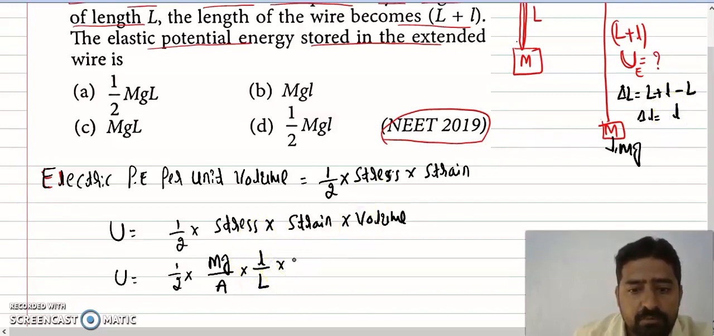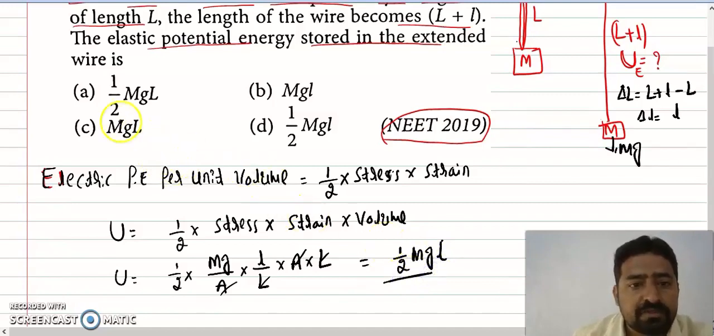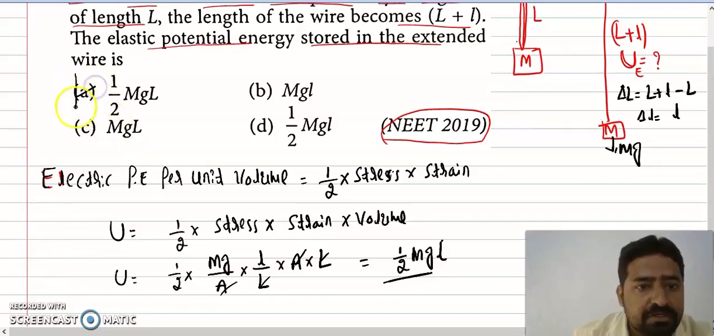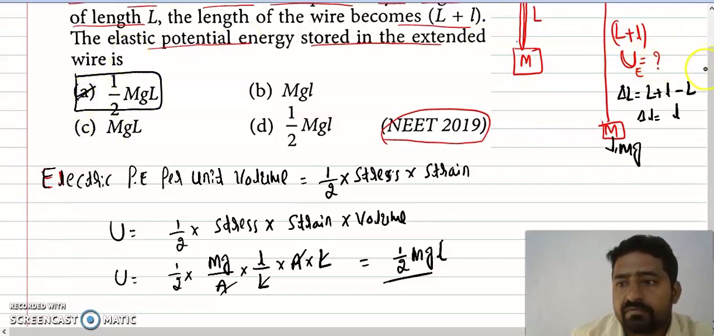into volume. Volume ಅಂದ್ರೆ area into what? Length. So now area cancels, length cancels. So we get the answer is 1 by 2 mg l. So this is the answer for the question. So 1 by 2 mg l, option A is the right answer for the third question.